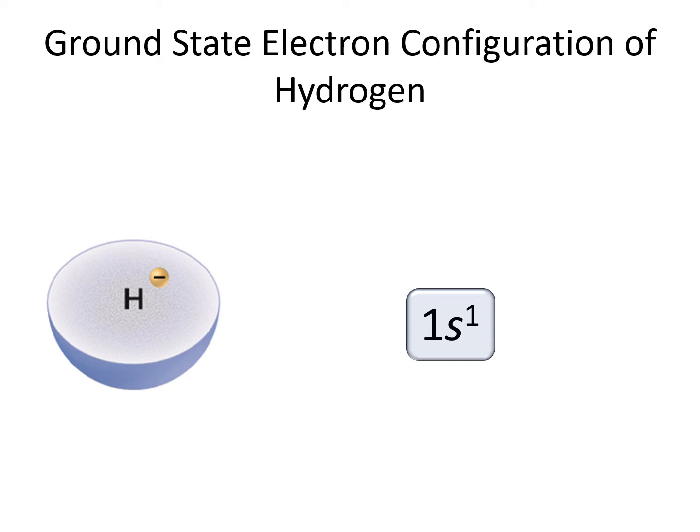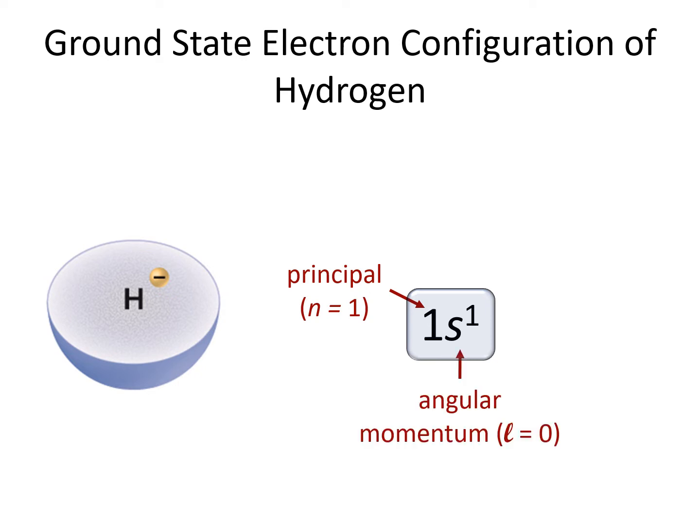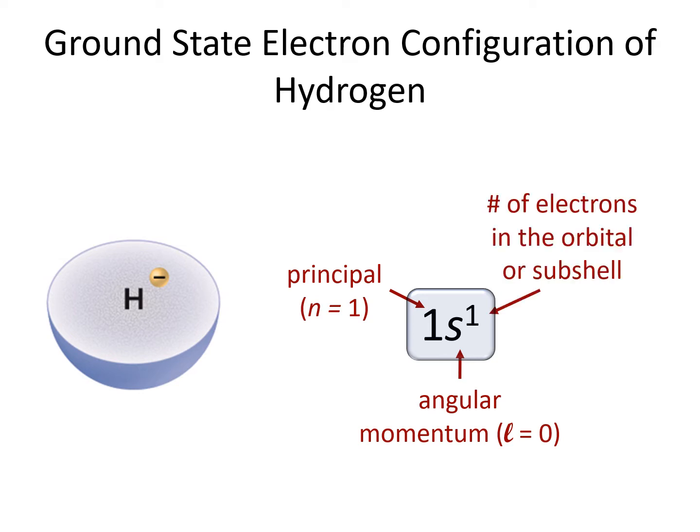The 1 on the left of 1s1 refers to the principal quantum number n, which in this case is equal to 1. The s tells us the shape of the orbital and has a corresponding L value. In this case, it is spherical and has an L value of 0. The superscript of 1 tells us that there is only one electron within the 1s subshell in hydrogen.